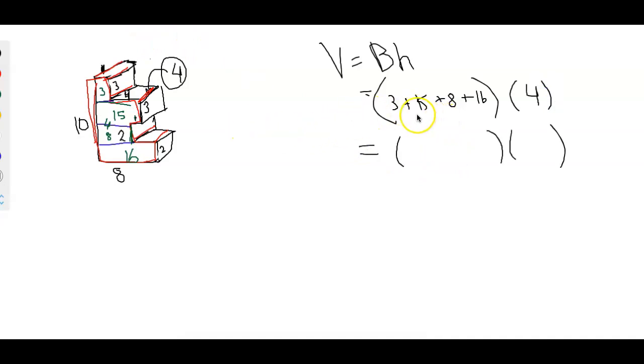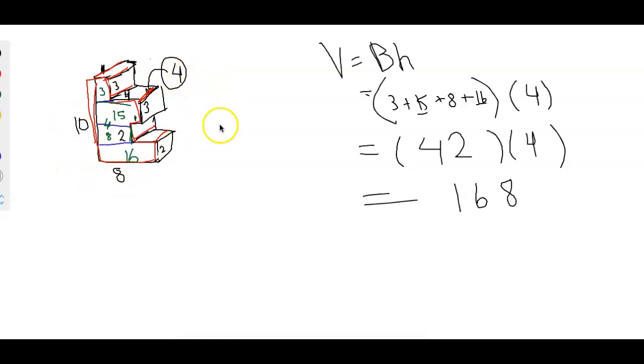Alrighty. I'm going to add the bigger numbers first. 15 and 16 is 31. Plus 8 is 39, plus 3, and I get 42. That's my measurement for the area of the base. And my stretch is 4. So it's going to be 42 times 4. 4 times 2 gives me 8, and 4 times 40 is 160. So we have 168.